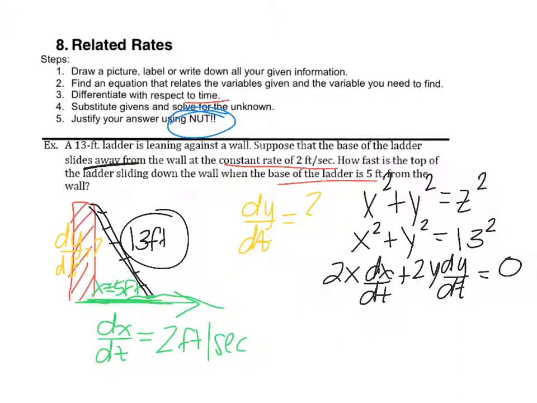Now let's substitute the givens and solve for the unknown. So what do I not know? I don't know dy/dt, so this is going to stay dy/dt. Everything else I do know. So 2 times the x is going to be 5 feet, and I am going to put the units in there too. dx/dt is 2 feet per second.